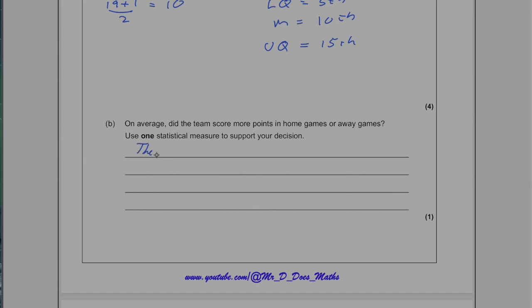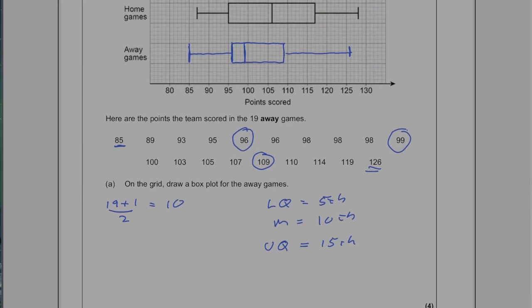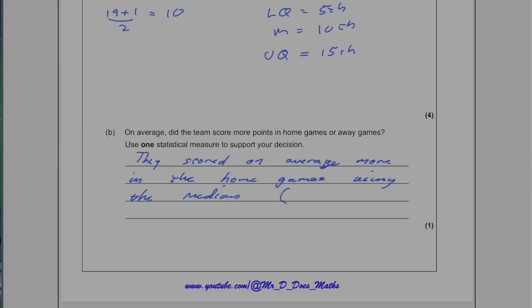So they scored on average more in the home games using the median. And I'll just show what the two medians are. We've got 106 versus 99.